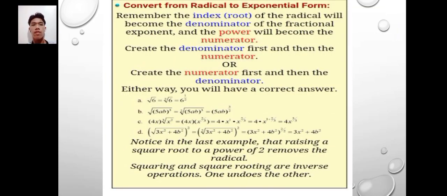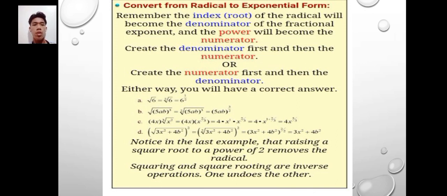Convert from radical to exponential form. Remember, the index or root of the radical will become the denominator of the fractional exponent, and then the power will become the numerator. Create the denominator first and then the numerator, or create the numerator first and then the denominator. Notice in the last example that raising a square root to a power of 2 removes the radical.